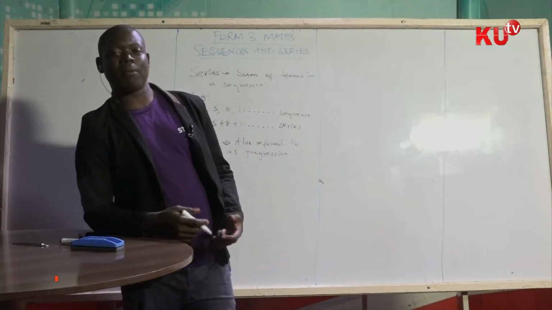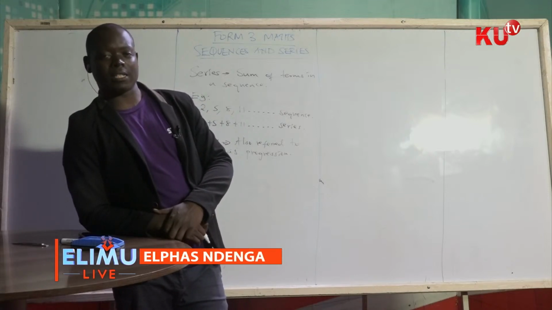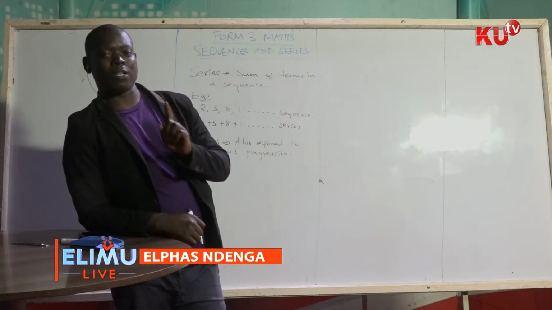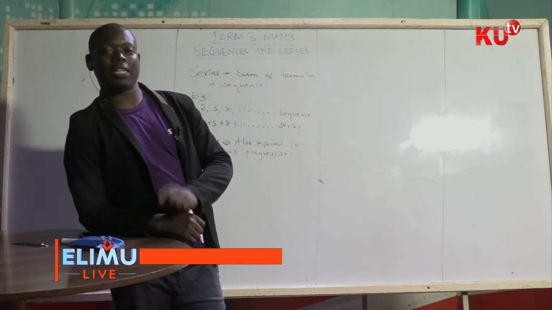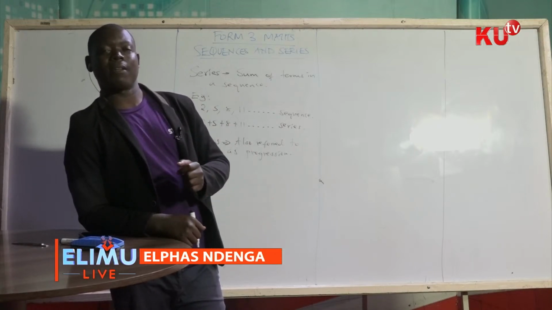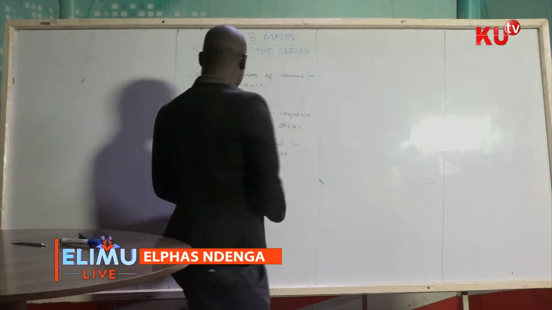Let's have somebody try this question. What are the types of series? Good. How many are they? There are two. Which one and which one? Very good. There is geometric series, which is derived from geometric sequence, and arithmetic series, which is derived from arithmetic sequence. Very good. Let's write them down.